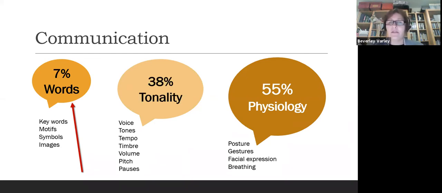93% is lost to the communication. So you've really got to ramp up your game with the use of words, how you set it out on the page, how you bring out tonality, how you explain your gestures, etc. This is hugely, hugely important.